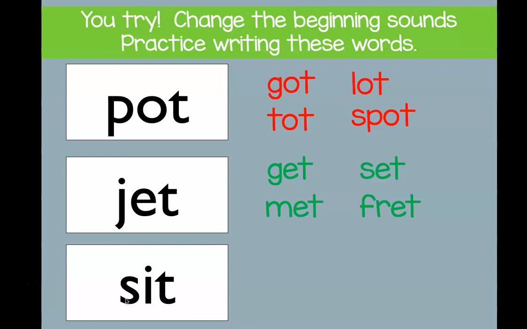All right, you want to see if you got any of my words? Let's try it. I changed the S to a B and got bit. What if I change it to a K? Kit. Or if I change it to a P? Pit. Or, I got super fancy. Q and U together. Quit. Look at you making new words just by changing the beginning sounds.